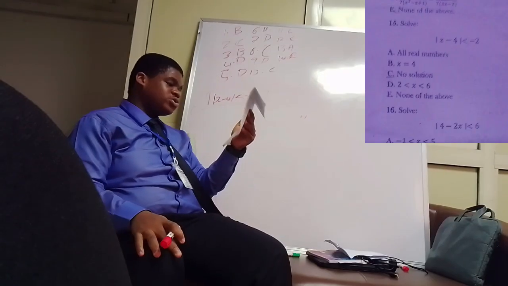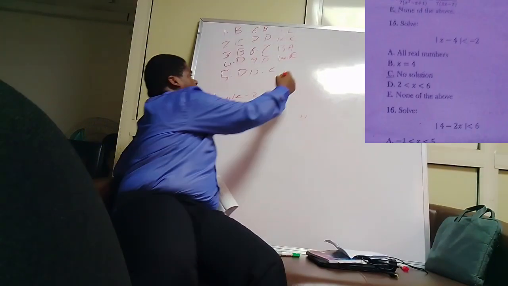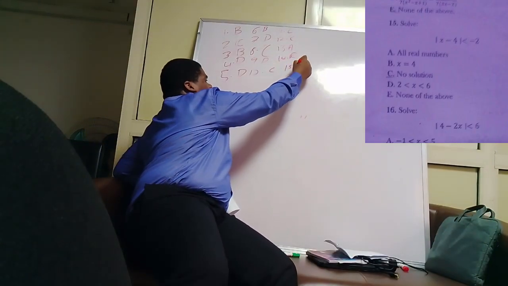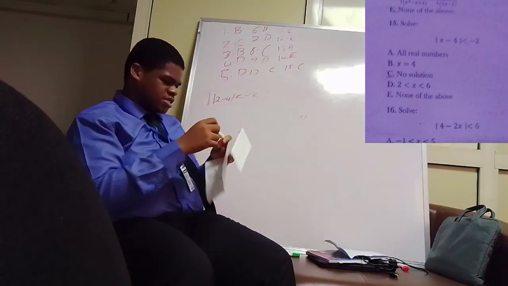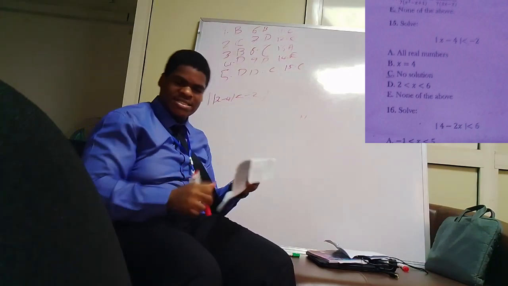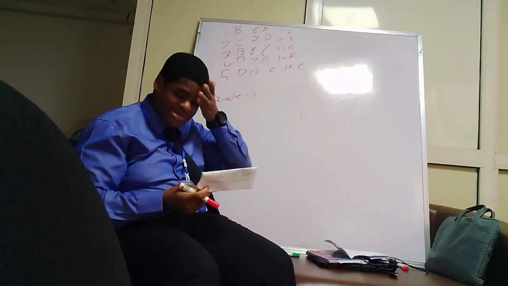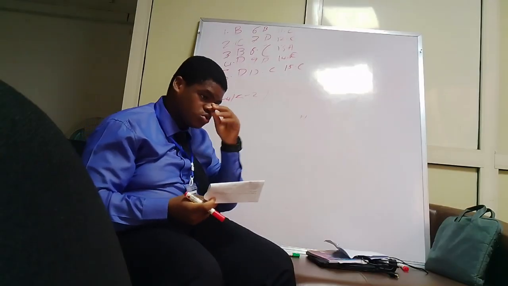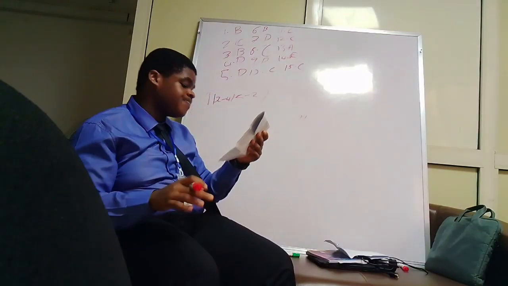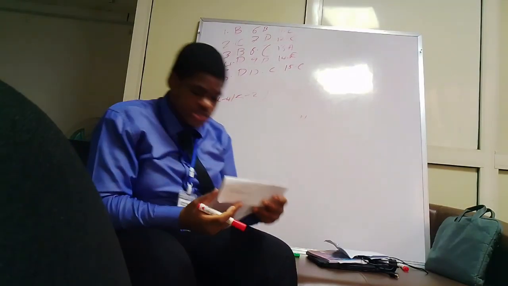So the answer to that is option C, no solution at all. And I believe they made mention of this in class 20 times, that the absolute value of a number cannot be less than 0. So I believe that brings us to the end of this video.